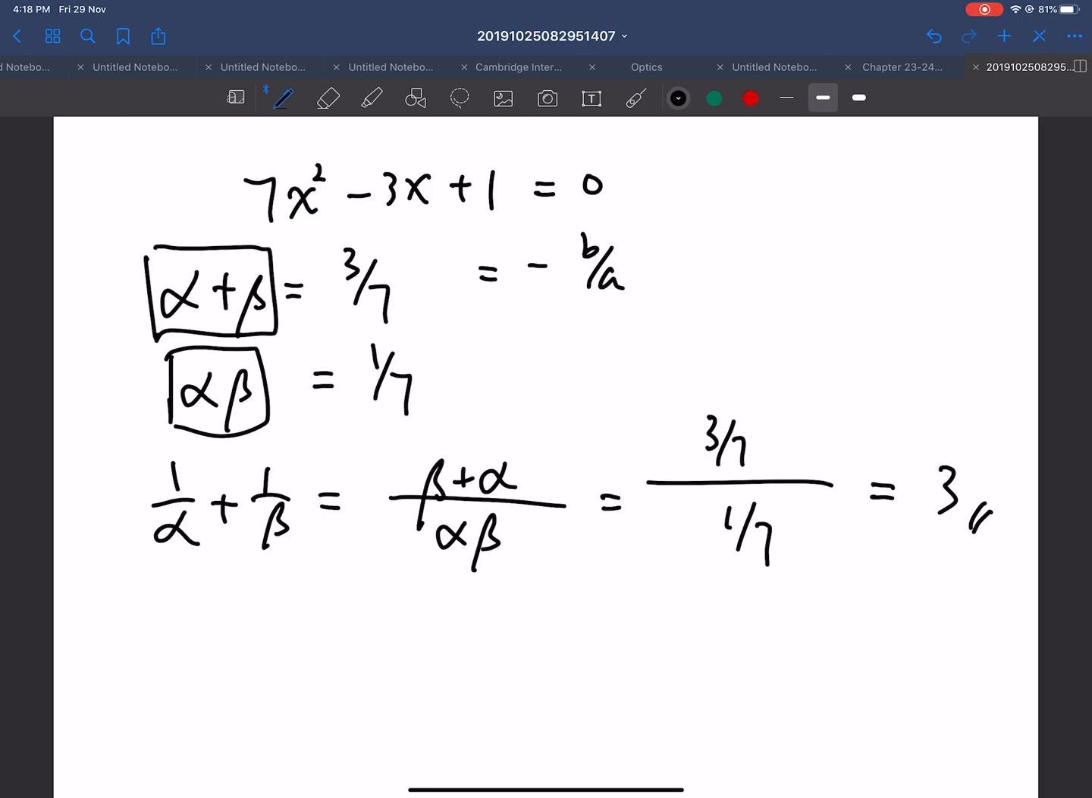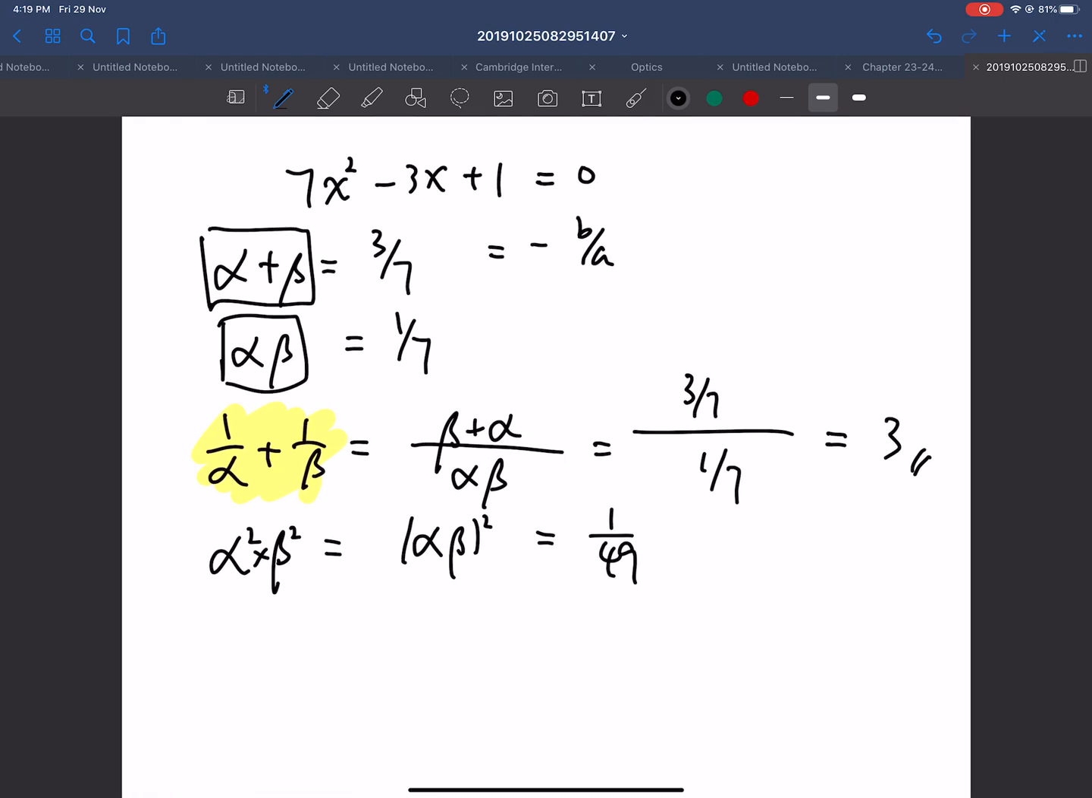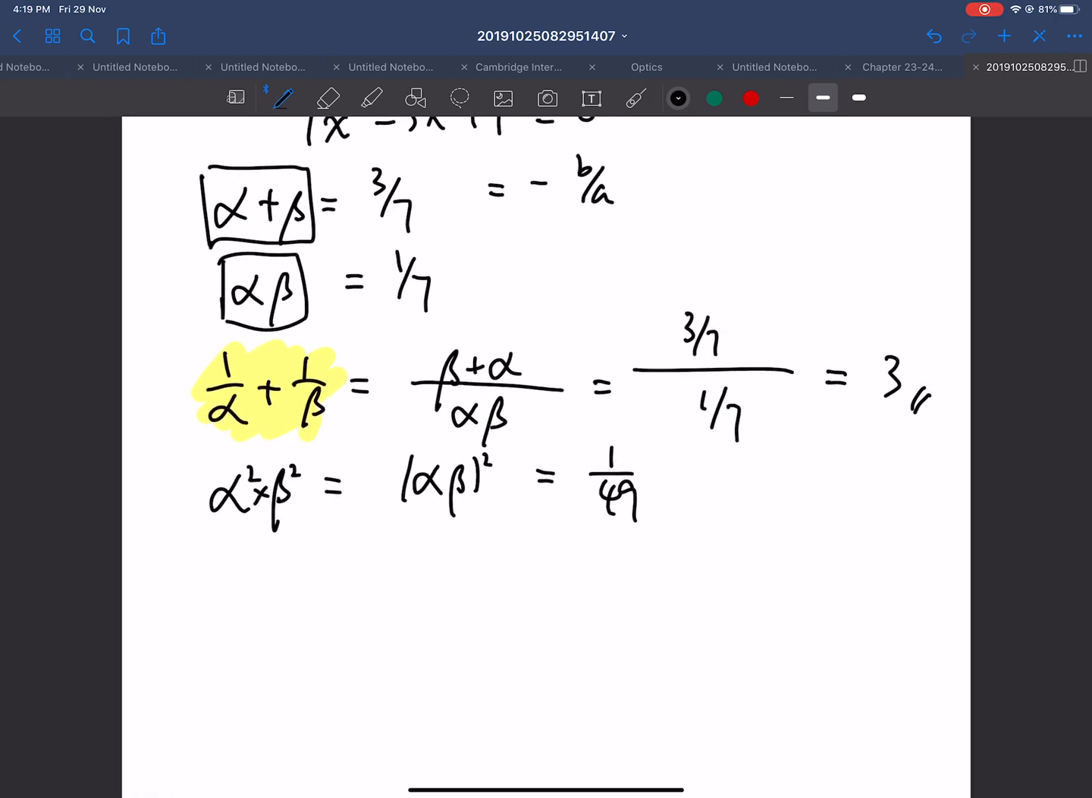Now this is one of some common types of questions you get asked. This one should be quite easy. Another one I just saw here is super easy. It's alpha squared times beta squared. That means alpha times beta, total square. And then the next one is alpha squared plus beta squared.